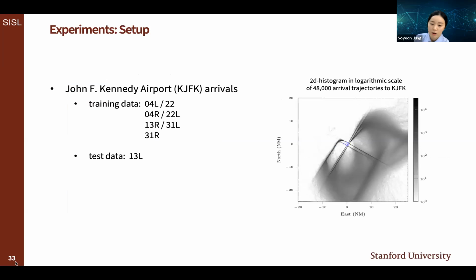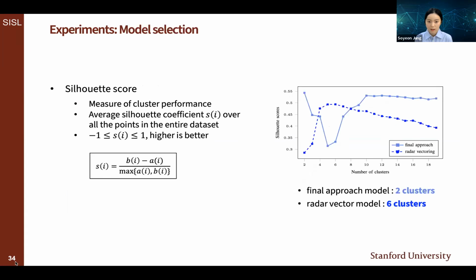I experimented with the models on JFK arrival data. Data for runway 13 left was used for validation, and the rest was used for training. To determine the optimal number of components in GMMs, I used the silhouette score. This score measures how close a data point is to its own cluster compared to the neighboring cluster. We had the highest score with 2 Gaussian components for the final approach model and 6 components for the radar vector model.